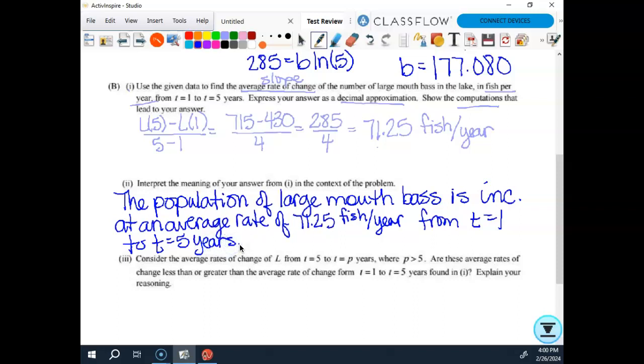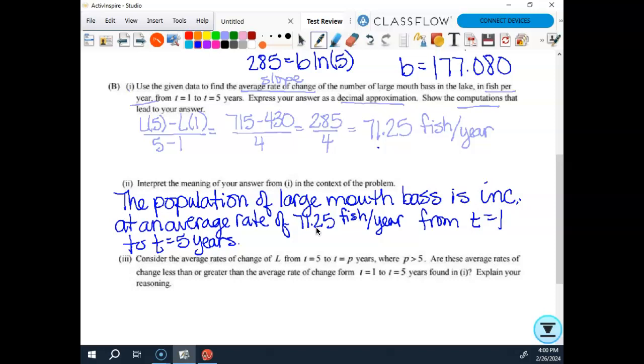Okay, little side note here. Had this been negative, we would say that it's decreasing, but then this would be a positive number, because when you say it's decreasing, if you're decreasing at a negative amount, then that's a double negative. Okay? So then it says to consider the average rates of change of L from t equals 5 to p years, where p is greater than 5. Are these average rates of change less than or greater than the average rate of change?